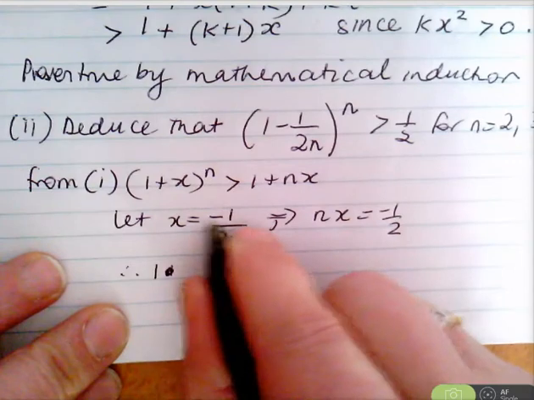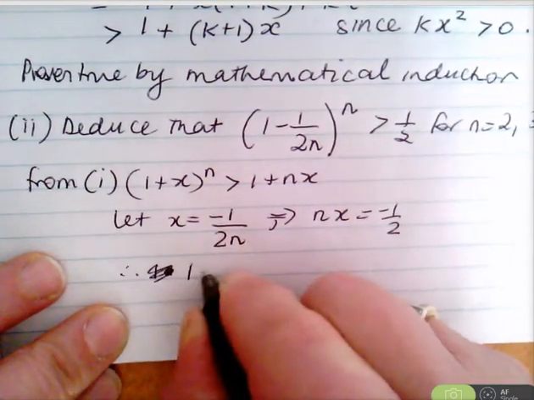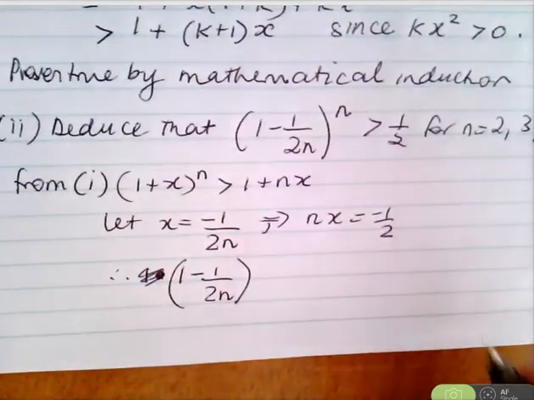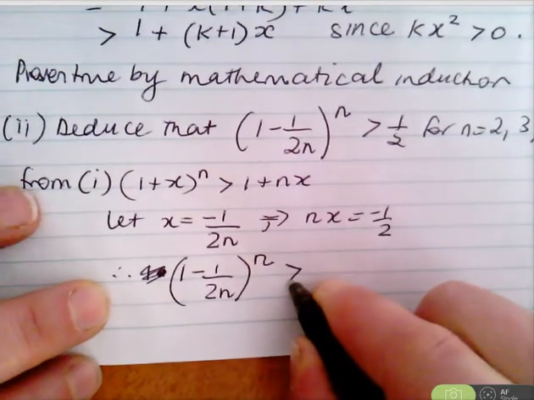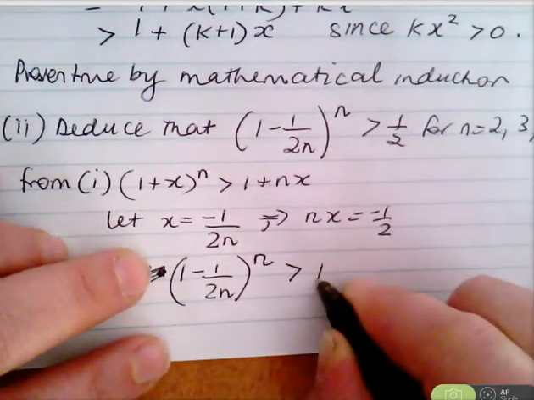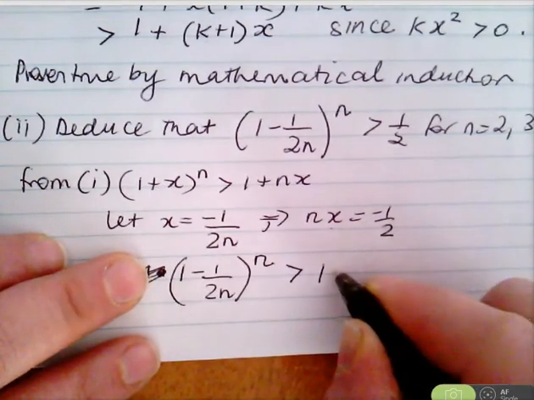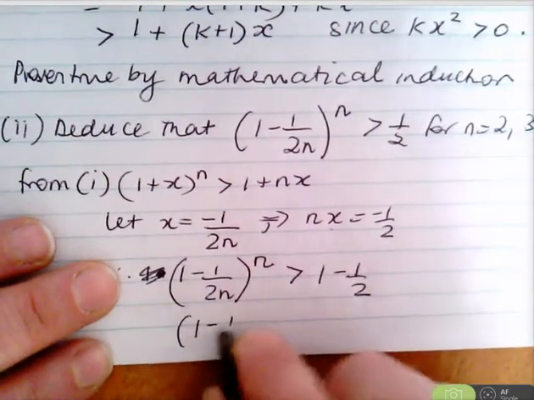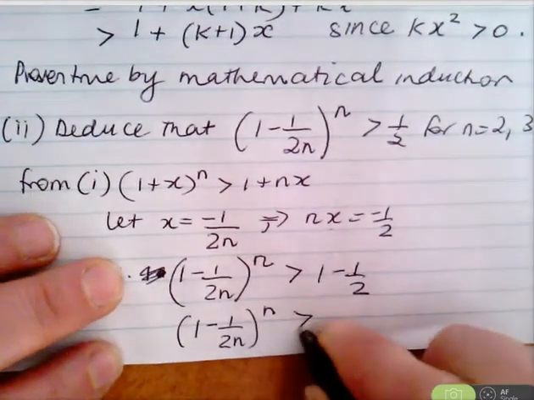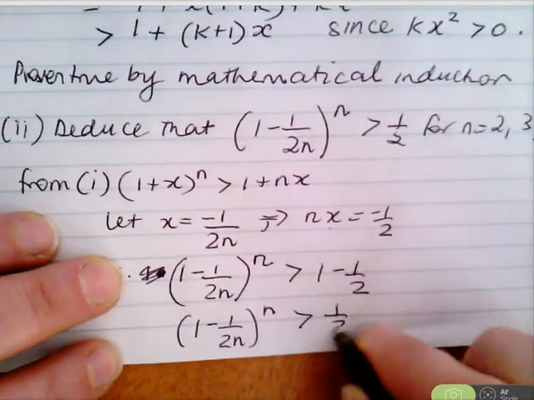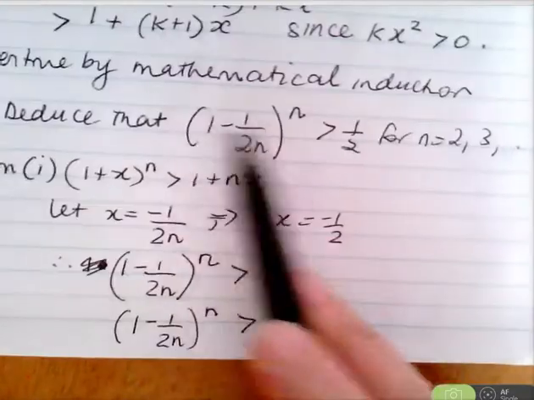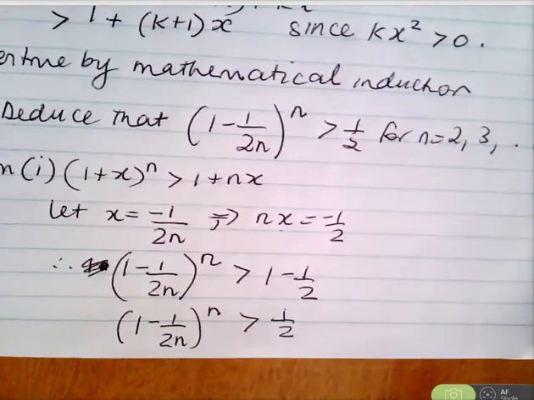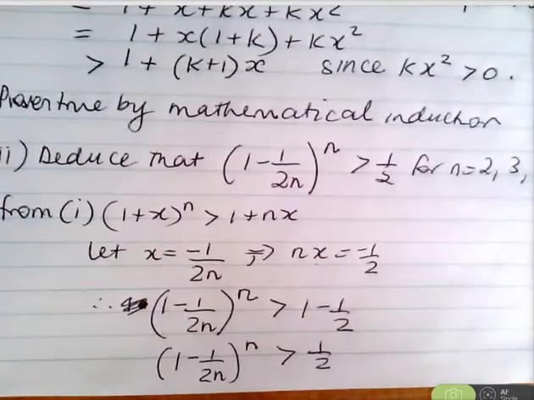Replacing x with negative 1 over 2n, we will get that 1 minus 1 over 2n all to the power of n will be greater than 1 plus nx. Now we know that nx is minus a half, so 1 minus a half. In other words, 1 minus 1 over 2n to the power of n is greater than a half. And so we've deduced that result, that 1 minus 1 over 2n to the power of n is greater than a half. Okay? All for induction with inequalities.